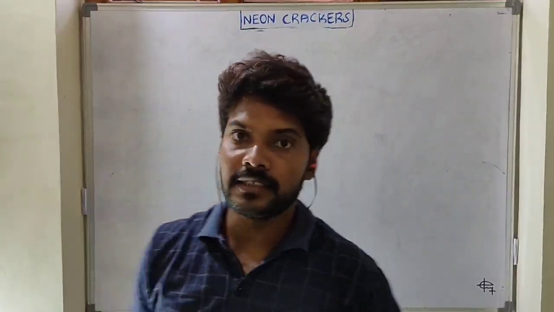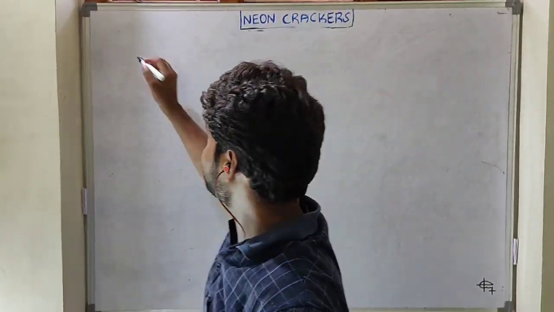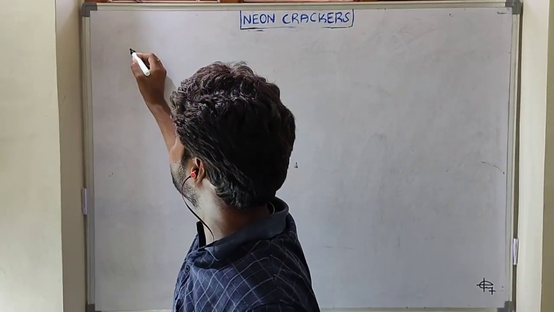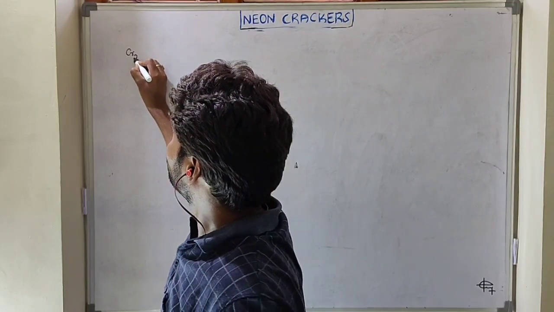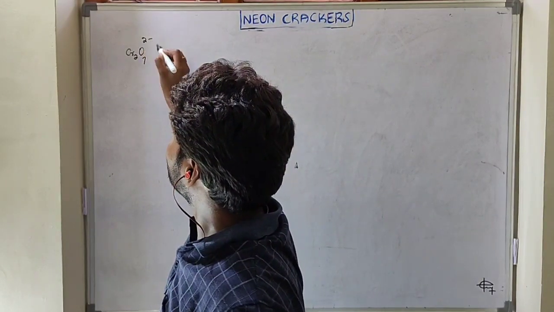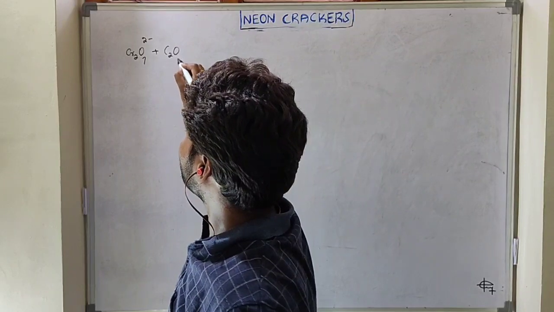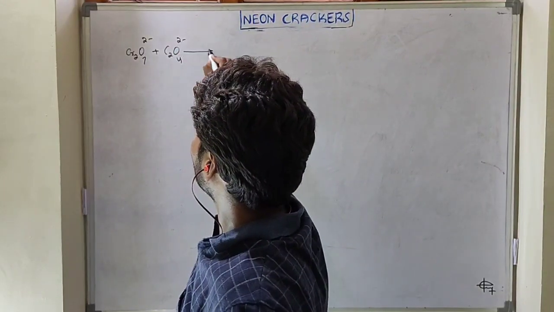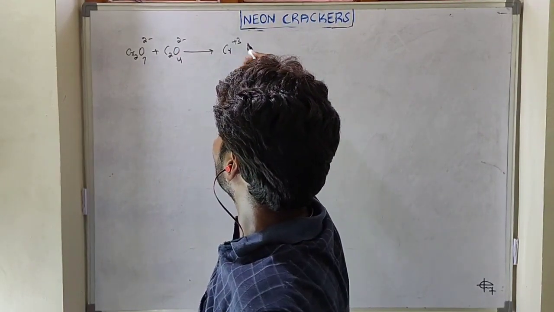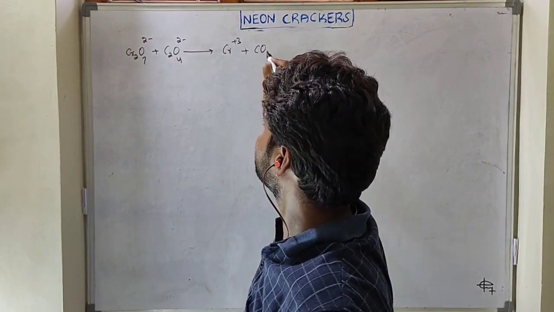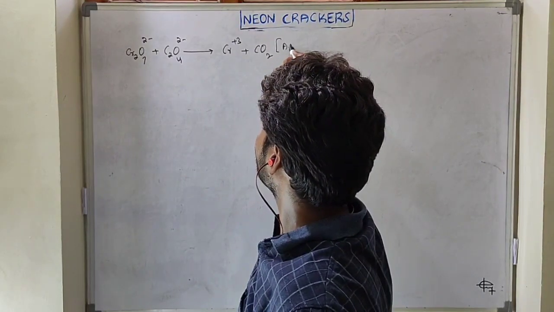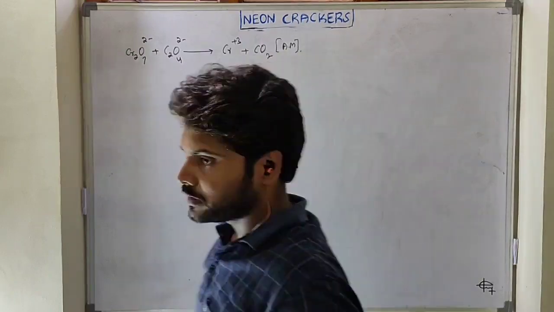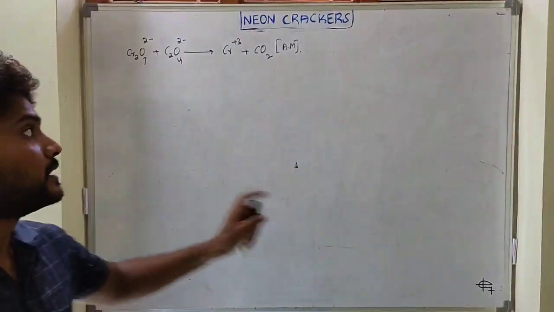Next, let's see another example: the balanced redox reaction between dichromate and oxalate. Dichromate and oxalate convert into chromic plus 3 plus CO2. First we will see it in acidic medium. After that you can convert into basic medium very easily, right?